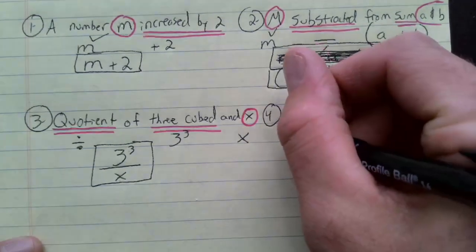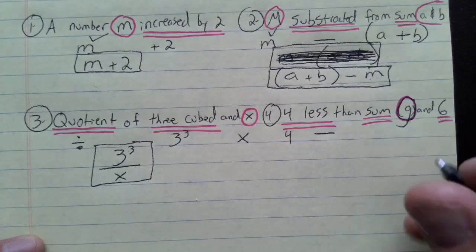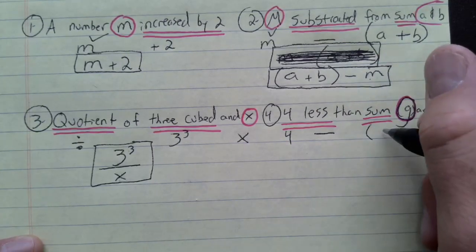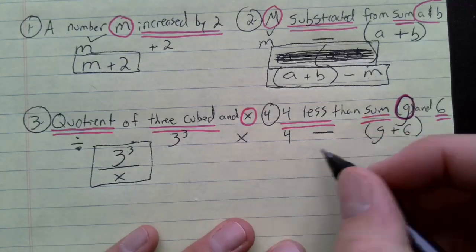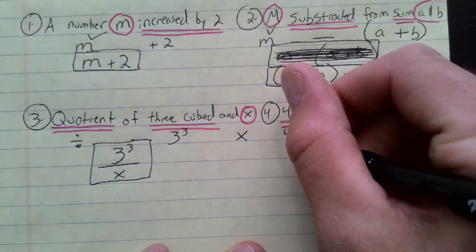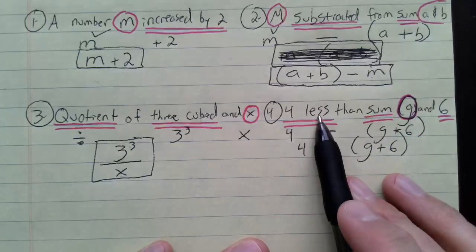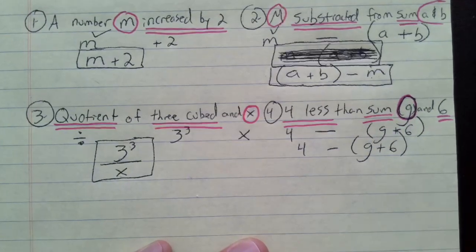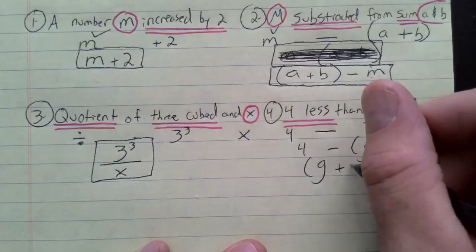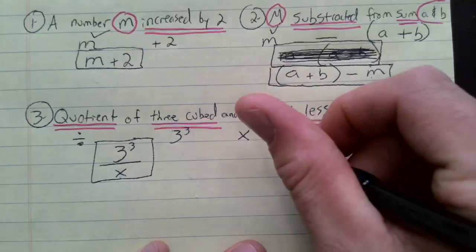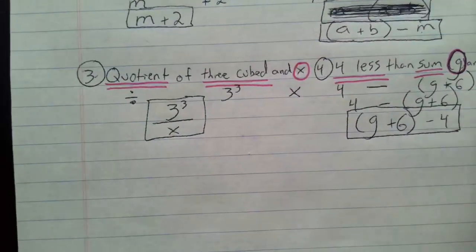So we know there's a 4 in there. Less than means to subtract. And we know the sum, that's pretty simple. That's just to add. G plus 6. So when we put this together, we know that we have a 4, a minus, and a g plus 6. But it's 4 less than this sum when you read it. So we just write that as g plus 6 minus 4. G plus 6 minus 4 is your answer. That's it. Let's see another one.